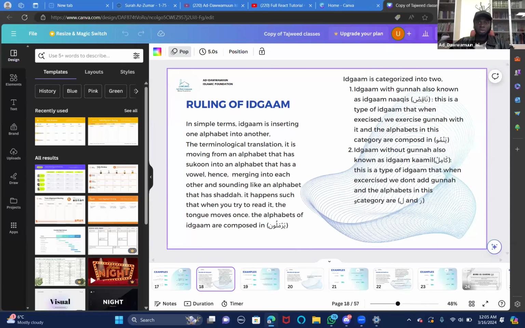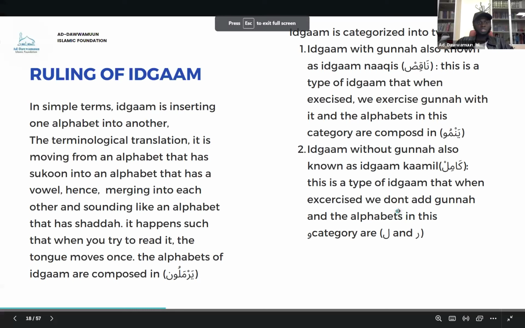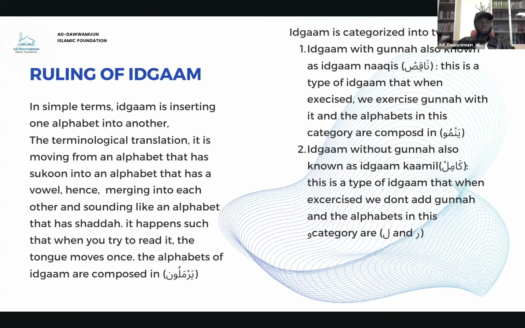Inshallah, today we'll be talking about the rules of idgham. In simple terms, idgham is inserting one alphabet into another. The terminological translation is moving from an alphabet that has sukun into an alphabet that has a vowel, hence merging into each other and sounding like an alphabet that has shadda. It happens such that when you try to read it, the tongue moves once.